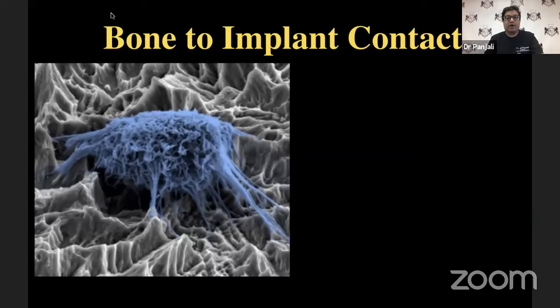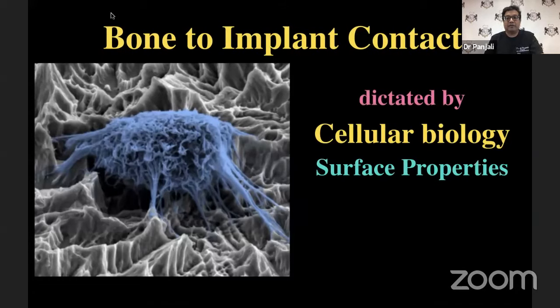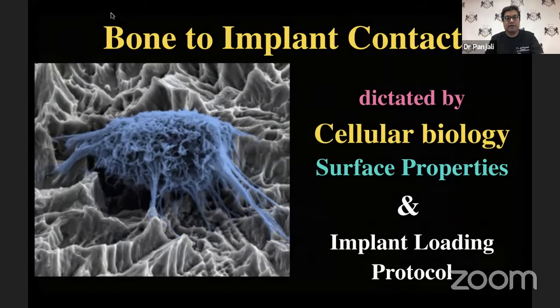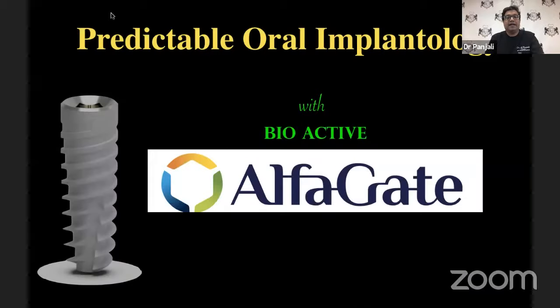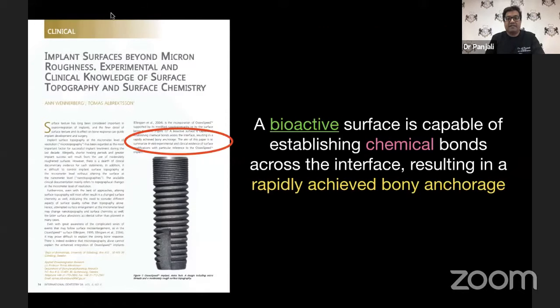And why are we doing this? Because we want bone to implant contact to increase. And this is dictated by cellular properties and the surface properties of the implant, including the loading protocol. So what are we doing these days? We are nowadays looking at implants that have a bioactive surface. What does it mean? Well, you are going to get much more predictable results with a bioactive implant, which has a surface and it has an interface. All these things you look into, so it's more biologically acceptable, resulting in rapidly achieved bony anchorage.